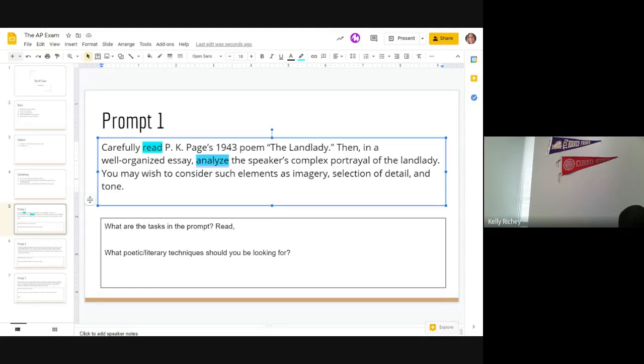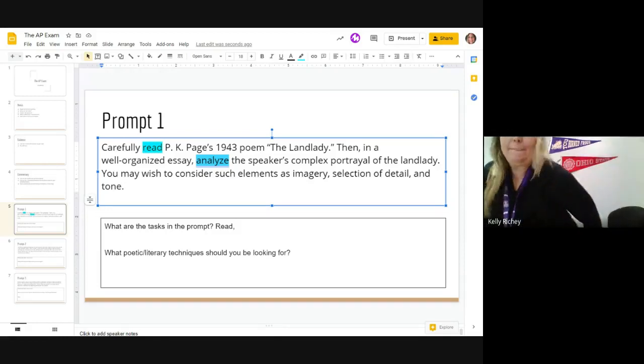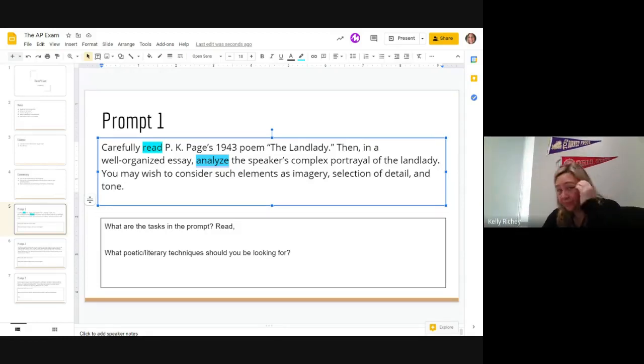Okay, so we are on slide, I think, 4. How are you guys doing out there? My online friends, how are you doing? We have read, and then we have to analyze the speaker's complex portrayal of the landlady. You might wish to consider, that's something else we can do, the elements of imagery, selection of detail, and tone.